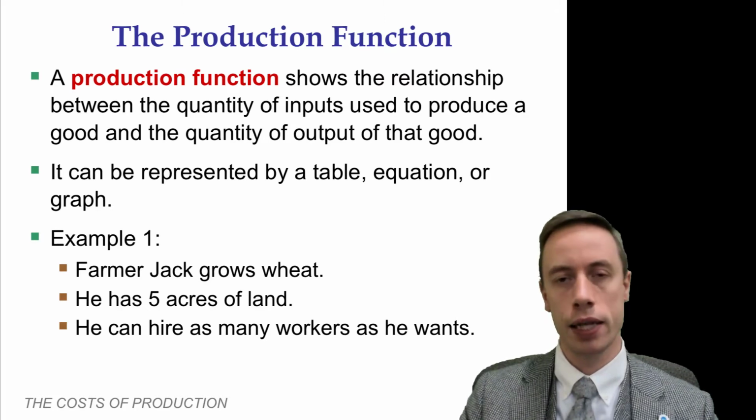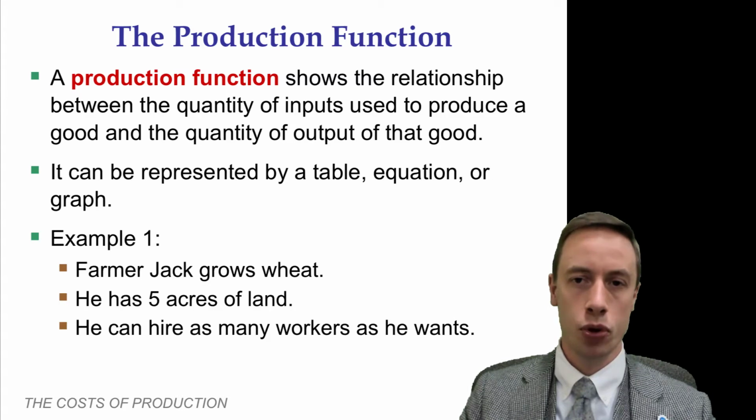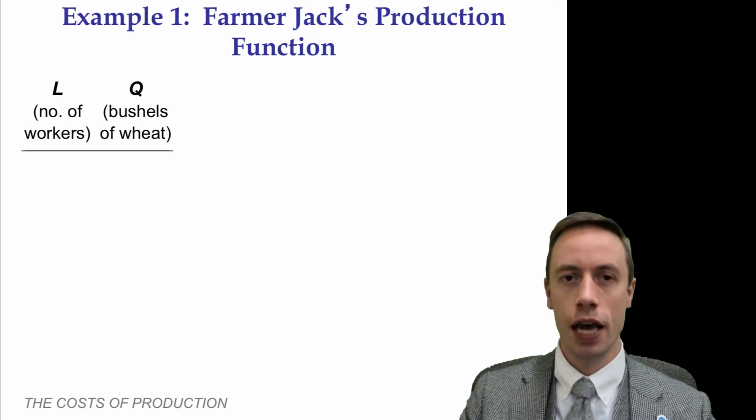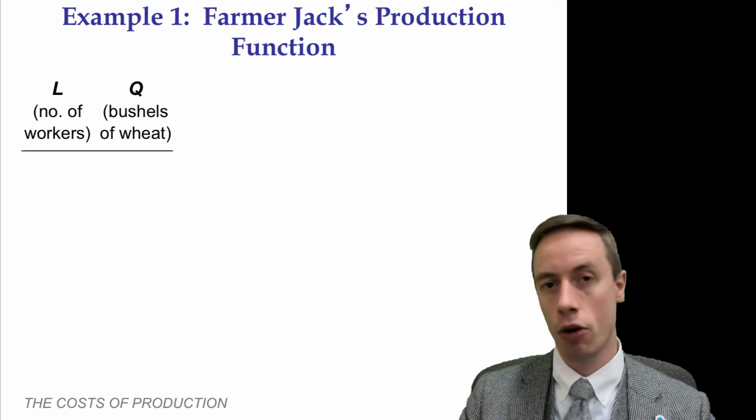So if you were to analyze Farmer Jack's business, you might be able to list his production function as a simple table or graph. Let's have a look at this. So the table here on the left, we're going to list how many employees result in how much output.